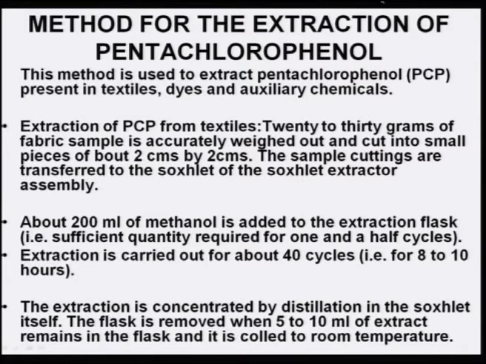The sample cuttings are transferred to the Soxhlet of the Soxhlet extraction assembly. About 200 ml of methanol is added to the extraction flask, a sufficient quantity required for 1.5 cycles. Extraction is carried out for 40 cycles and it takes almost 8 to 10 hours. The extract is concentrated by distillation in the Soxhlet itself. The flask is removed when 5 to 10 ml of extract remains, then cooled to room temperature and analyzed on a GC machine for the content of pentachlorophenol.